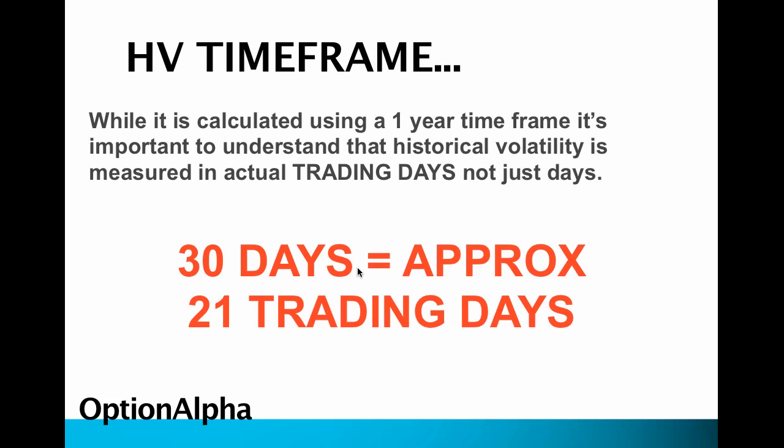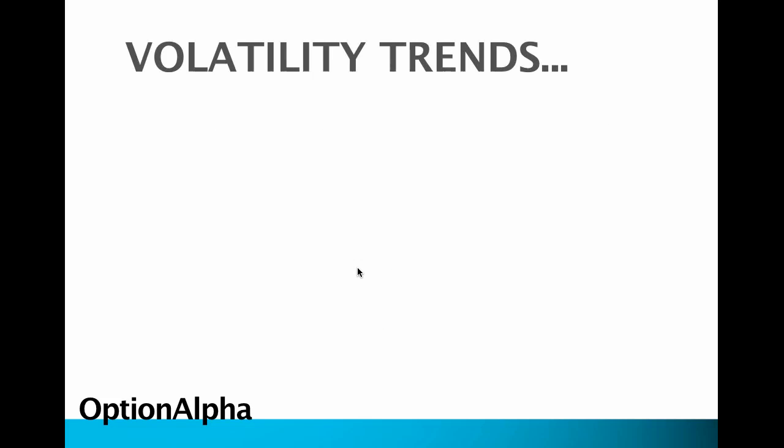So historical volatility is calculated using a one-year time frame, and it's important to understand that historical volatility is measured in actual trading days, not just days. This is a real key point because most months, even though they're 30 or 31 days, are going to have weekends. And since the market doesn't trade over the weekends, each 30 days is approximately 21 real trading days. So when we talk about a one-year time frame, it's going to talk about actual trading days.